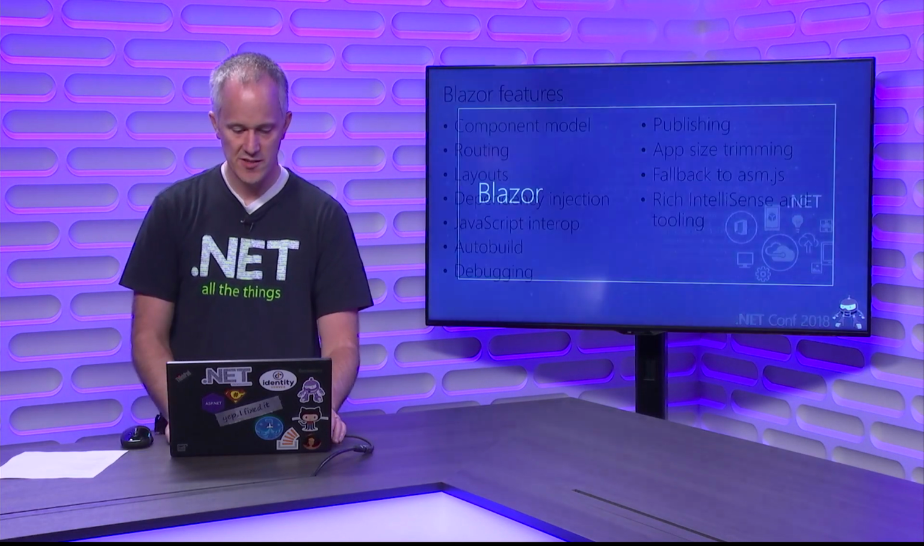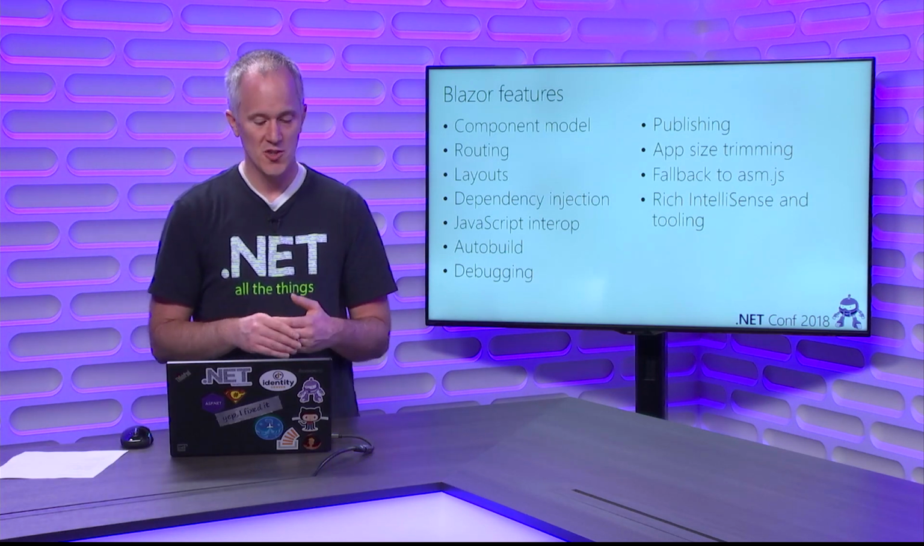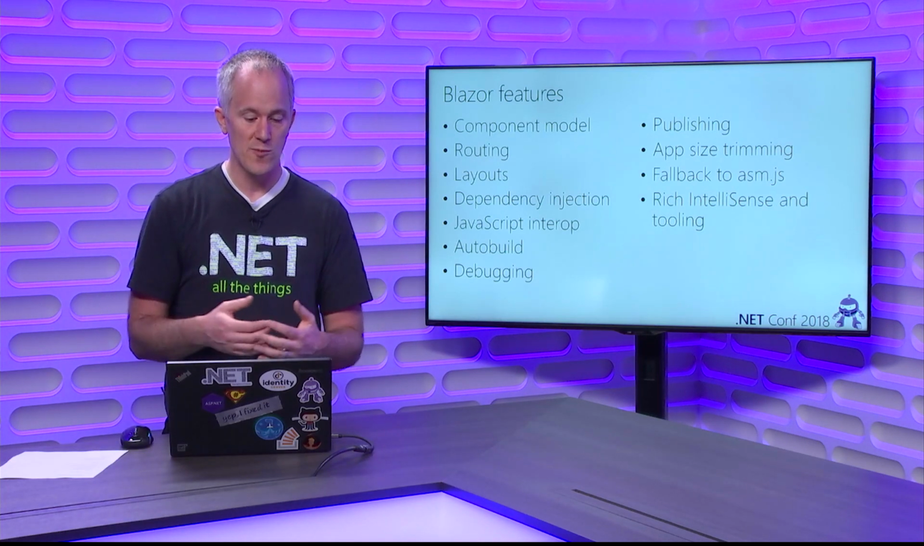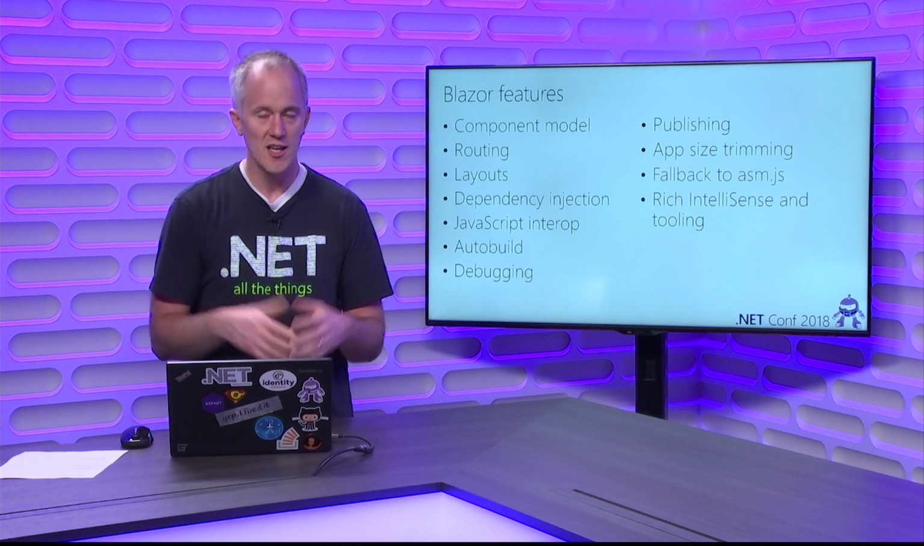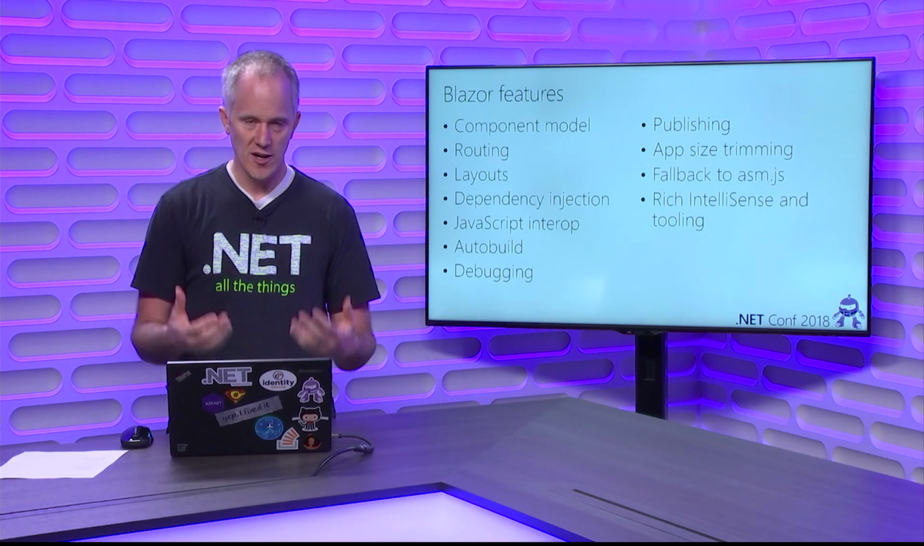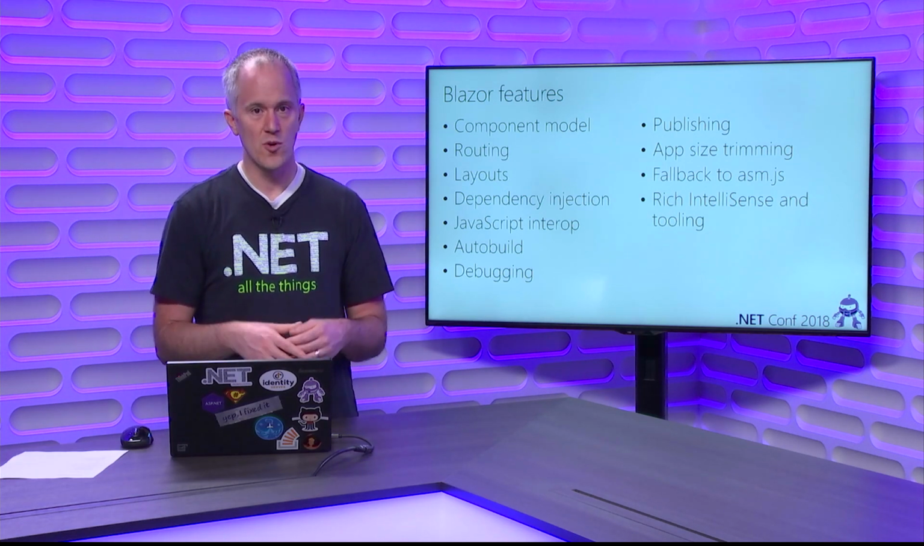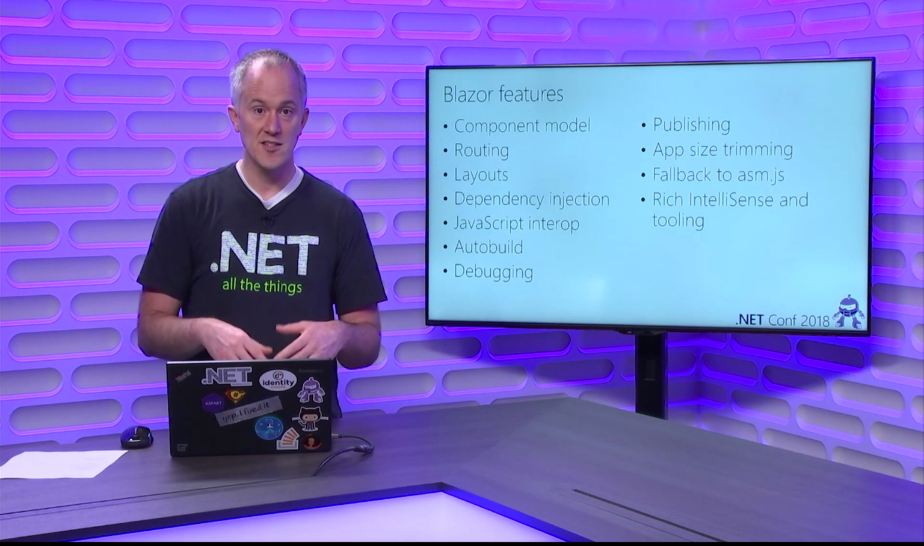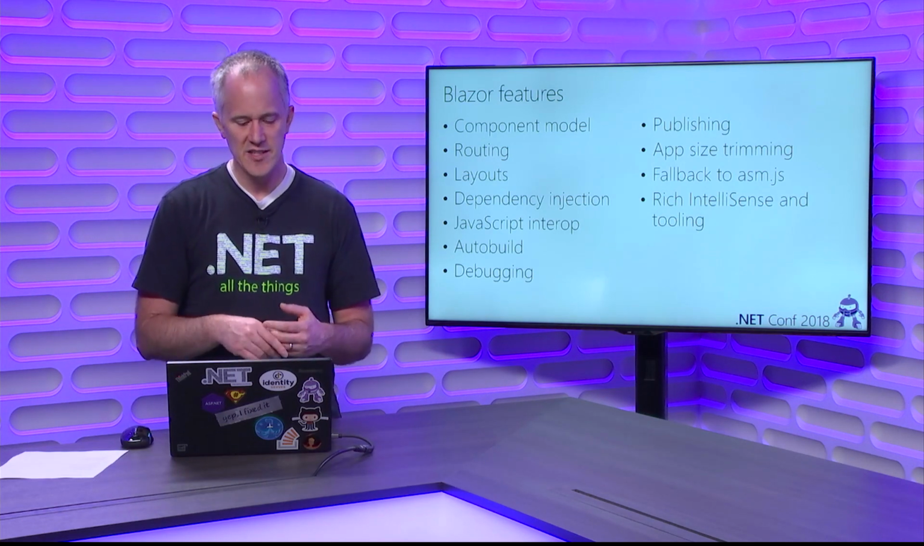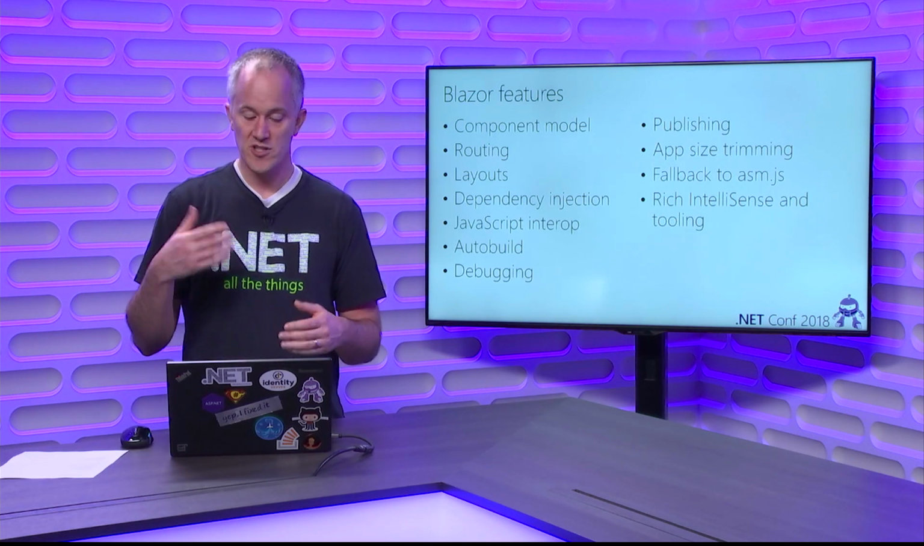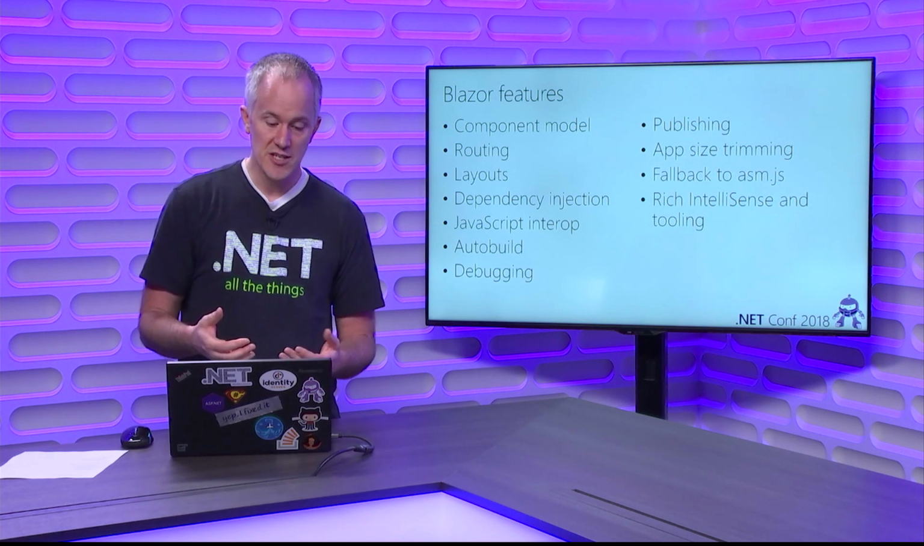So that is a little bit of Blazor. So we've seen a lot of things. Blazor as a UI framework already has quite a few features, even though it is experimental. It has a fairly rich component model. It supports routing, client-side routing. It has a notion of layouts. We didn't really look at that in detail, but it's fairly straightforward. It supports dependency injection, JavaScript interop.